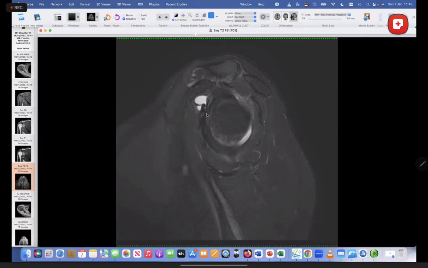And the same goes on the axial. Sometimes if there is a little bit of fluid in the joint, you can actually see this ligament. This is the middle glenohumeral ligament. This is the superior glenohumeral ligament under the coracoid process. These ligaments we normally see on the MR arthrogram, but sometimes you can see them without the arthrogram. You just need to know where they are.